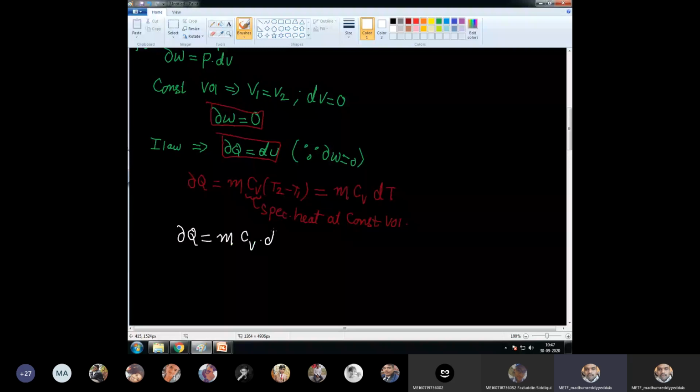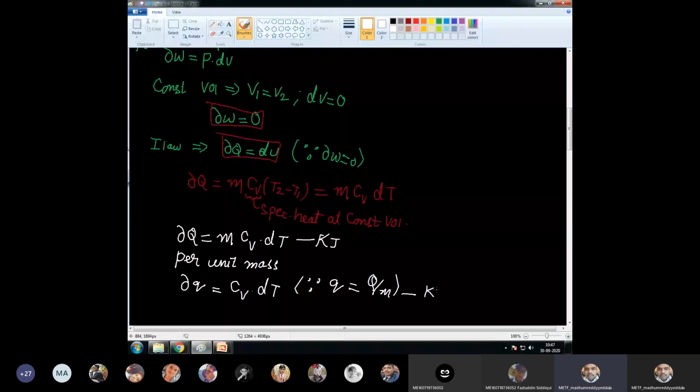Now per unit mass, I can write dou q, small letter, is equals to Cv into dT per unit mass, since q is equals to Q by M, unit mass, specific. Usually here the units are in kilojoules per kg. Agree?